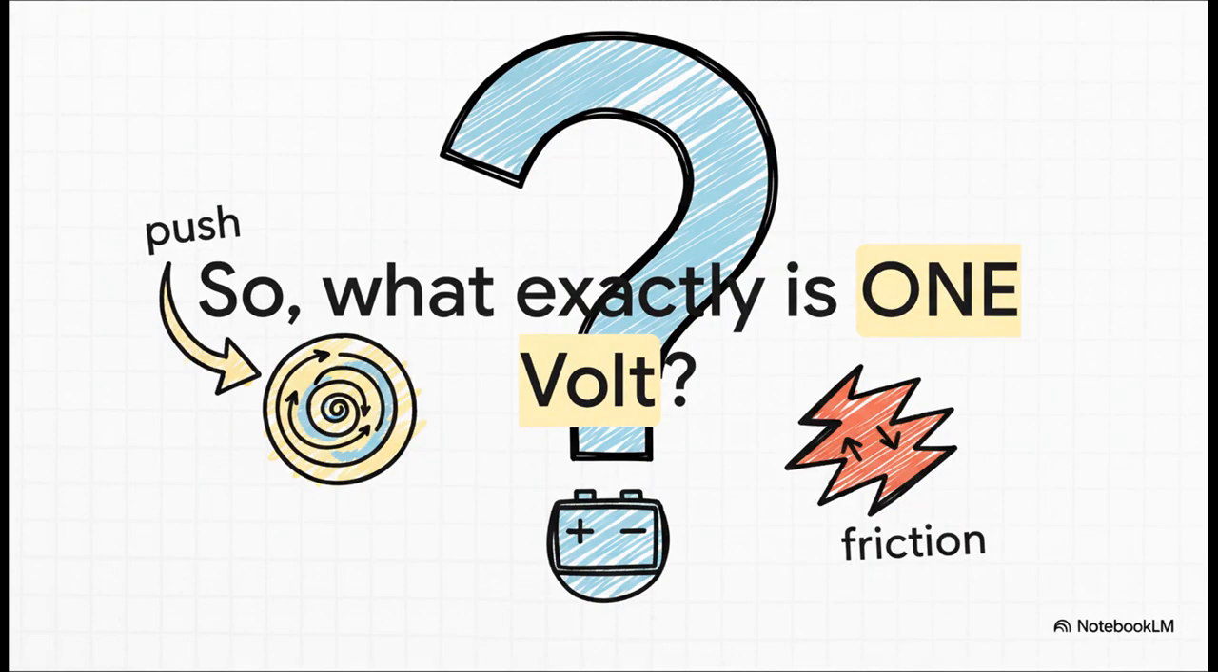So that brings up a good question. We talk about volts all the time. A 9-volt battery, a 120-volt outlet. But what is 1 volt? What does that unit actually represent? To figure that out, we just need to look at the pieces of that formula.